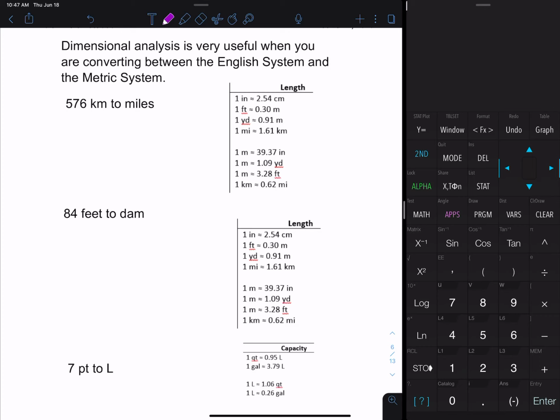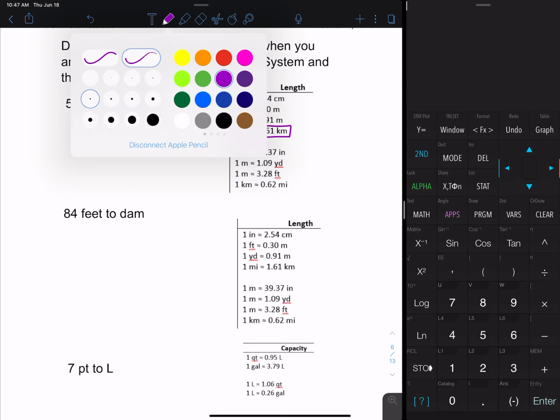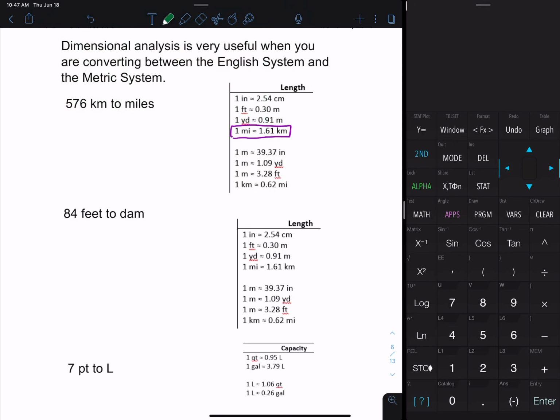So if we look at this first example, we're going from 576 kilometers to miles. Now I've put that piece from our conversion sheet on the right hand side here. And if we look, there's actually two conversions between miles and kilometers. The 1 mile is 1.61 kilometers and 1 kilometer is 0.62 miles. So for this example, I'm going to show you what happens when we use each one.